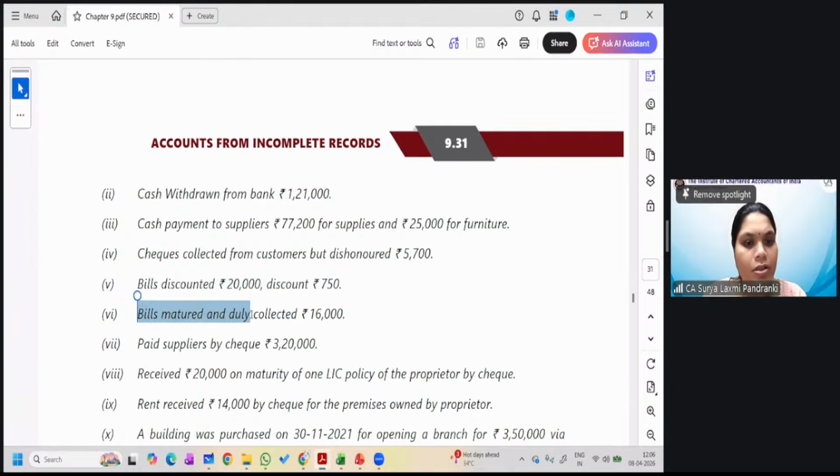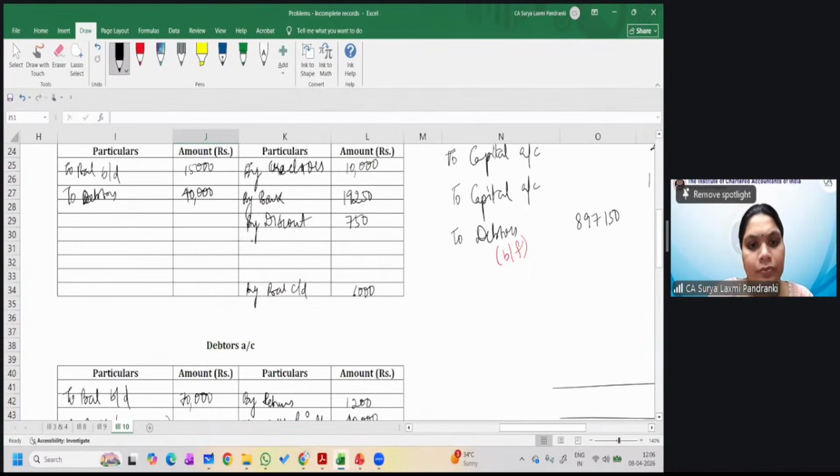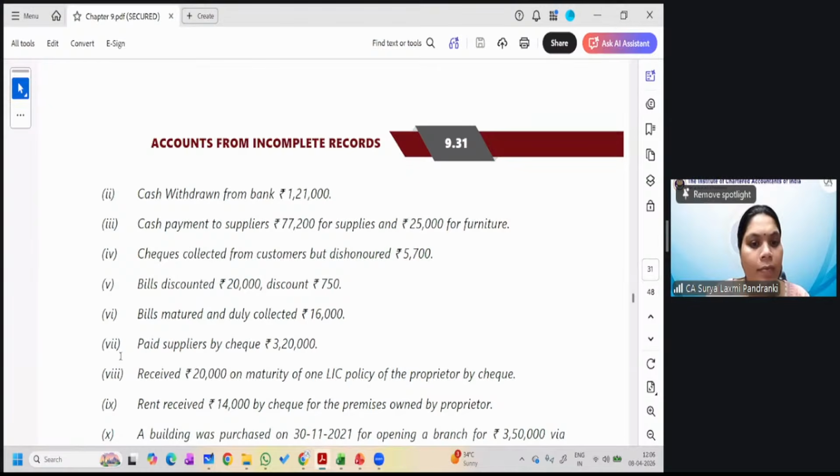Bills matured. This is also there, no? Bills matured and duly collected. This also has to come. Yes, ma'am. 16,000. And this is done.